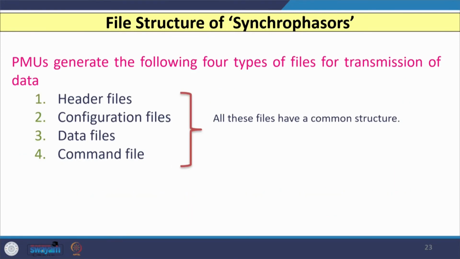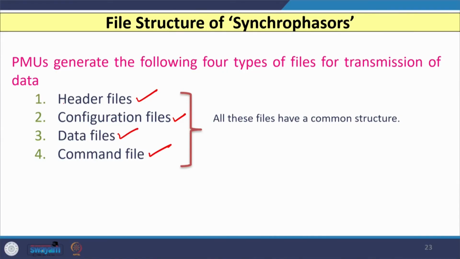Now, let us see what file structure is possible in synchrophasors. Normally most of the PMUs generate the following 4 types of files for transmission of data: the first is the header files, the second is the configuration files, the third is the data files, and the fourth is the command files. All these 4 files have a common structure, so that data can be easily communicated between 2 PMUs or between PMUs and PDCs.